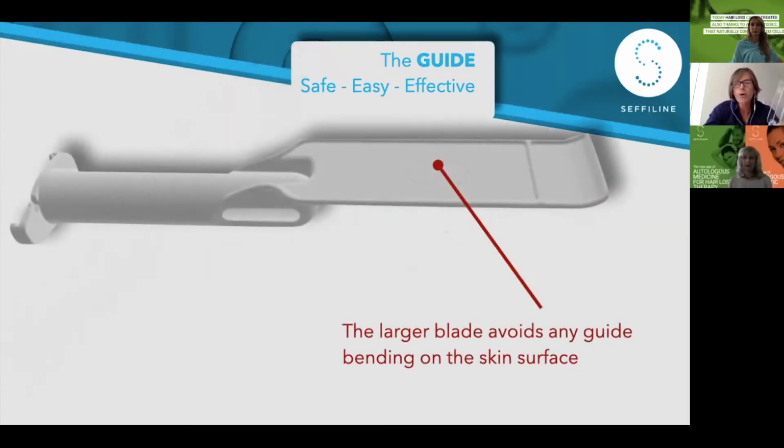Another important upgrade in the new guide, the 3.0 guide, is that the blade is larger than in the previous guide. This blade prevents the guide from bending during the procedure, so you cannot change the depth of the cannula during the procedure.